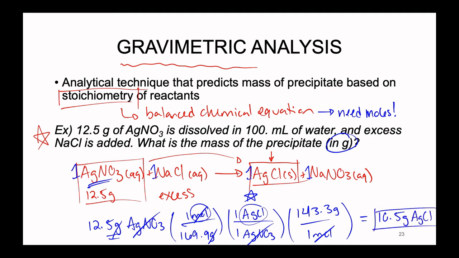Again, it doesn't matter that we have an excess of our sodium chloride. Once the silver nitrate runs out, we cannot create any more silver chloride. So this is going to be the theoretical yield of silver chloride precipitate after this reaction has finished.